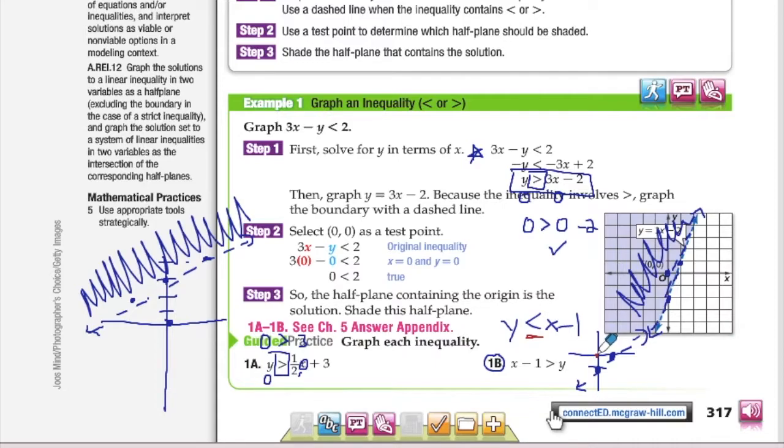And once I'm done, I'm going to pick a point. I always choose 0, 0 if it's not on the line. 0 is less than 0 minus 1. That is not a true statement, so I'm not going to shade in that direction. I'm going to shade downward.